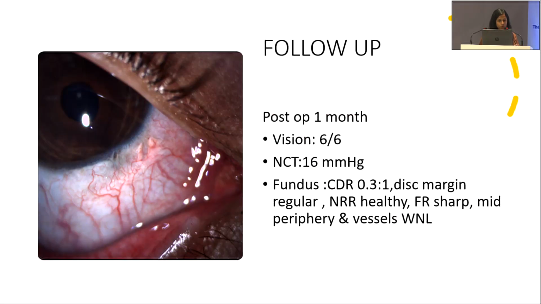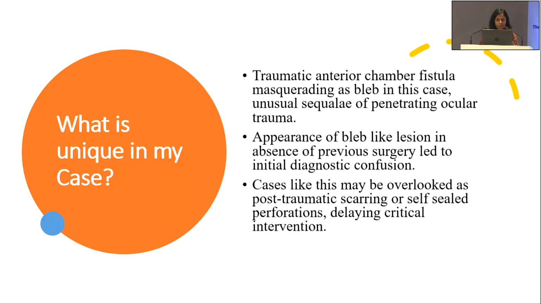On follow-up at post-op 1 month, the vision improved to 6/6, pressure was 16 mm of mercury, and on fundus examination, we couldn't find any disc margin edema or chorioretinal folds. So what was unique in my case? Traumatic anterior chamber fistula masquerading as a bleb was an unusual sequela of a penetrating ocular trauma.